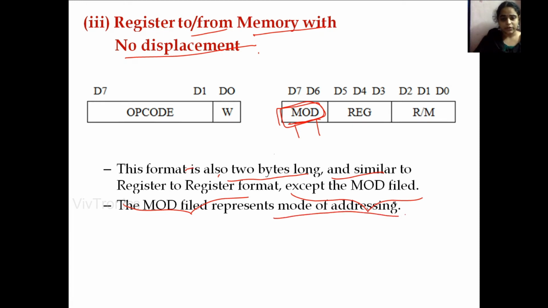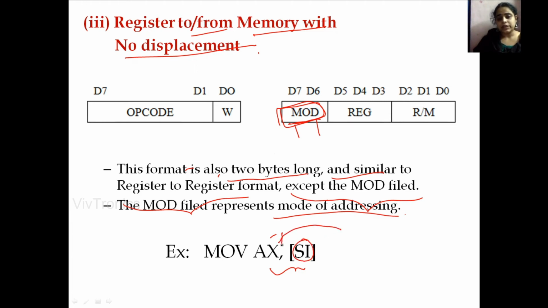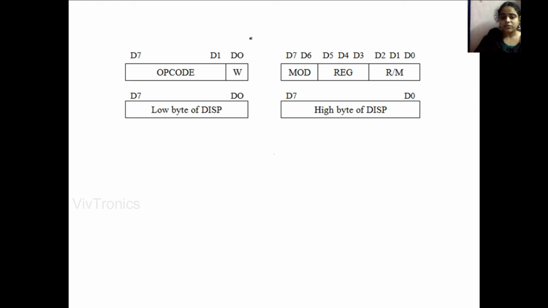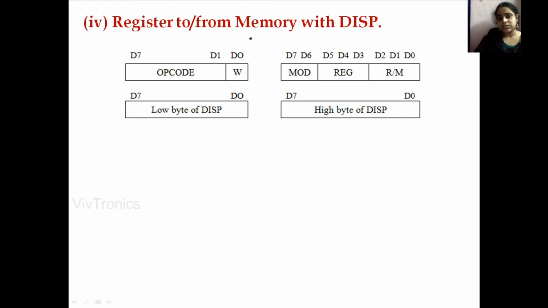MOD stands for mode of addressing, and for example MOV AX, content of SI. So this is AX comma content of SI, which means with the help of index registers from memory we will copy the data to the AX register. Okay, this instruction falls under this instruction format. And the next one is register to or from memory with displacement.